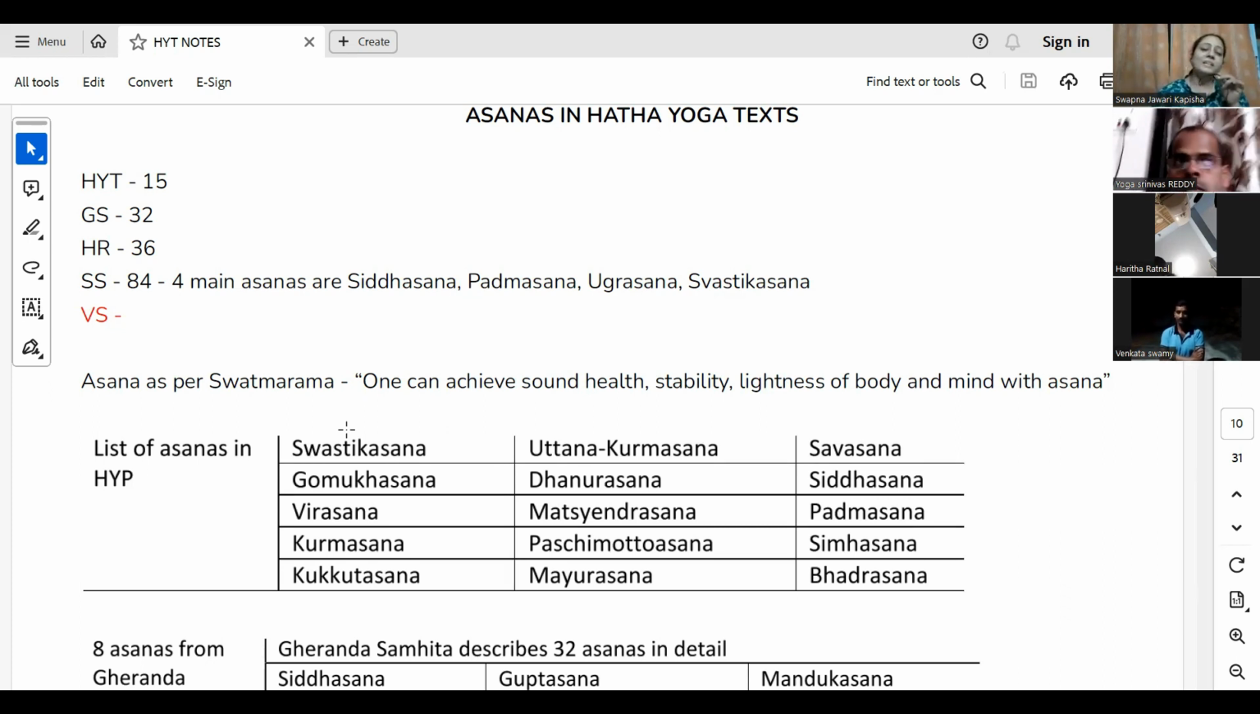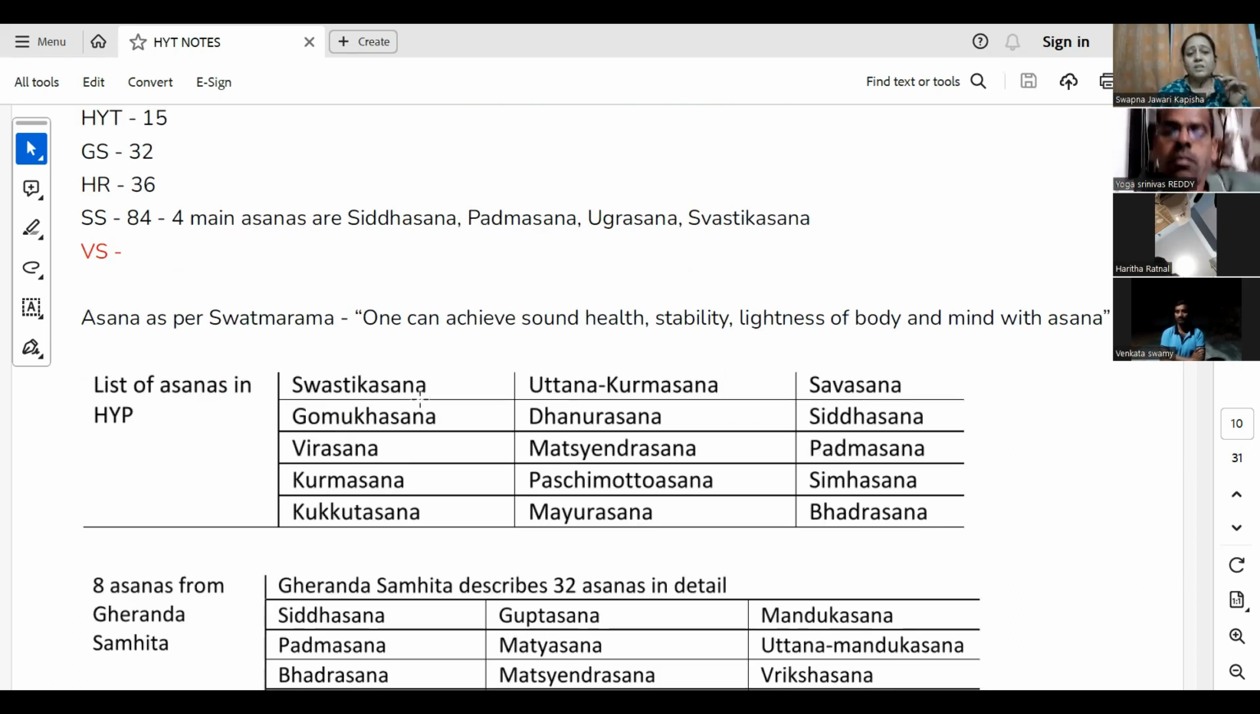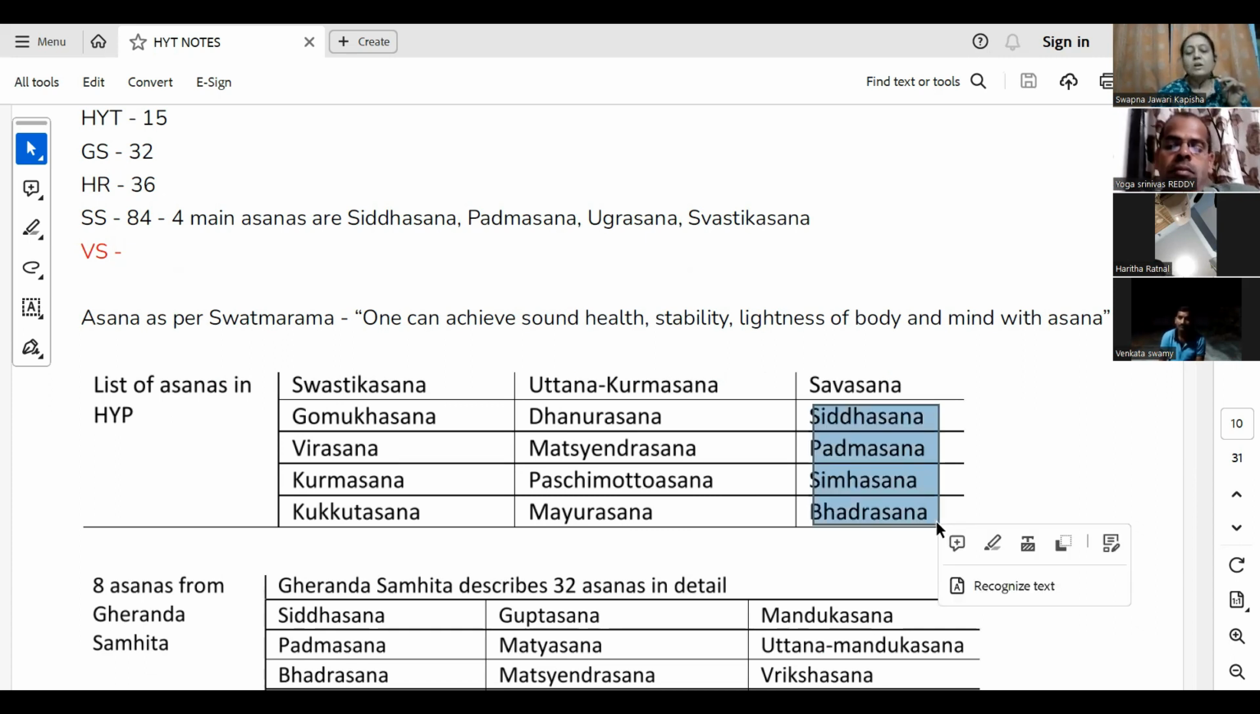So what were the 15 asanas which have been explained? Swastikasana, Gomukasana, Virasana, Kurmasana, Kukkutasana, Uttana Kurmasana, Dhanurasana, Matsendrasana, Paschimottanasana, Mayurasana, Savasana, Siddhasana, Padmasana, Simhasana, and Bhadrasana. Now the point is, these 4 are the important asanas. What Swatma Rama said is that these 15 asanas he has explained.